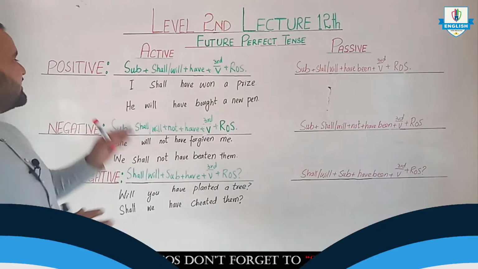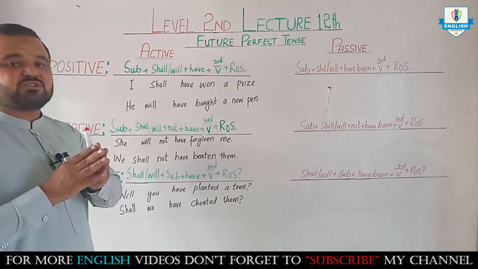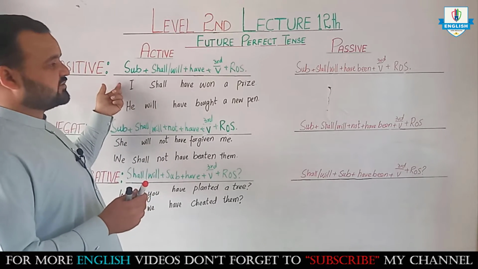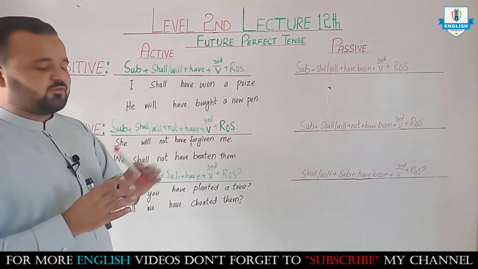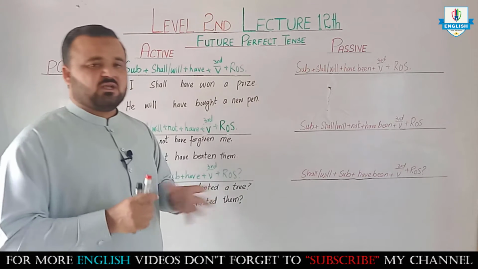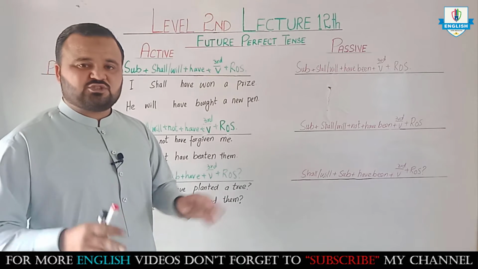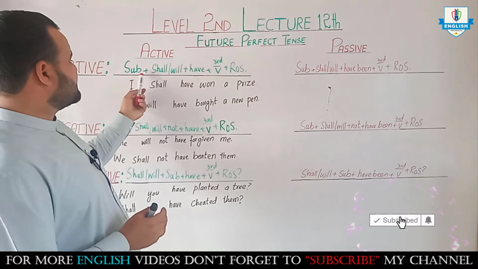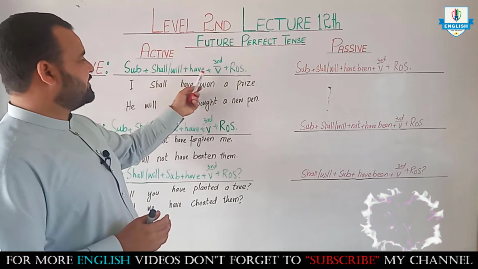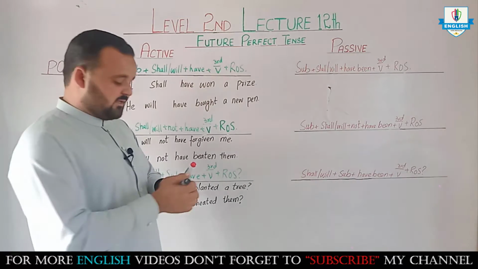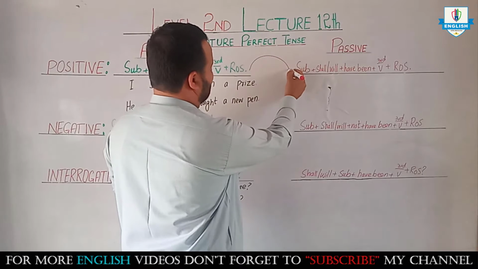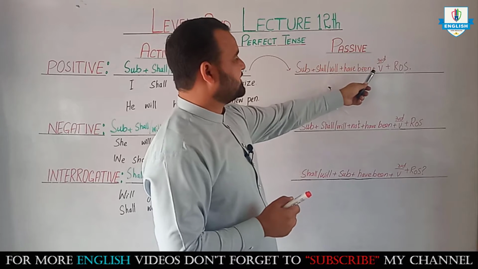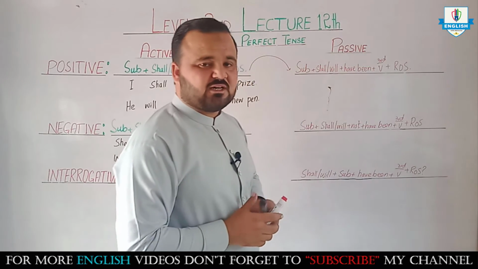So look at the structure of positive sentences. The structure is very much important. You must know the structure of a sentence while changing to passive voice. If you know the active and passive structure of a tense, you can easily change any sort of sentence to passive voice. First will be subject, then shall, will, then have, then third form of verb, rest of the sentence. This structure will change to the passive one: subject plus shall, will, have been, plus verb third form and then rest of the sentence.